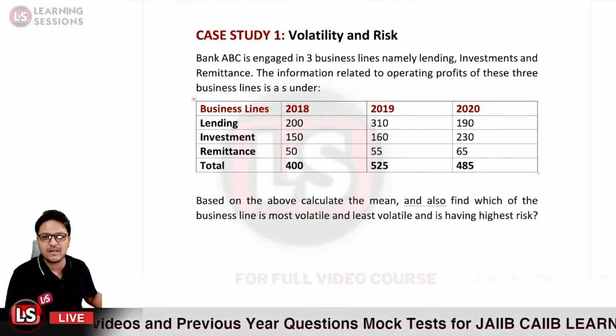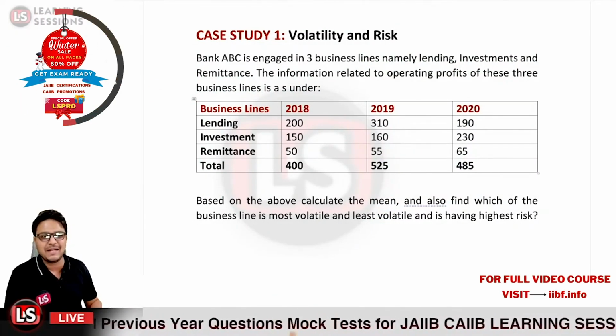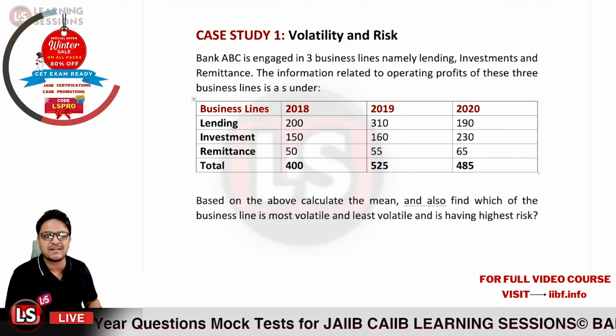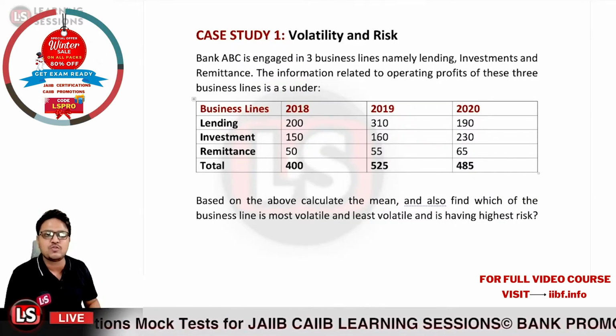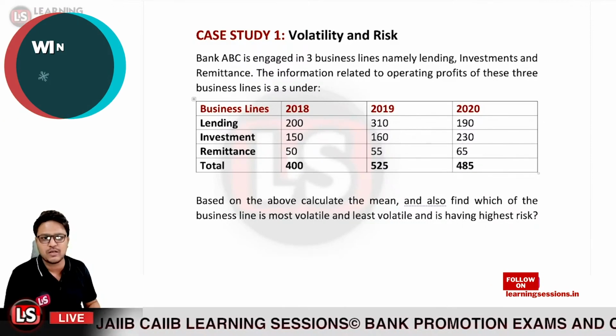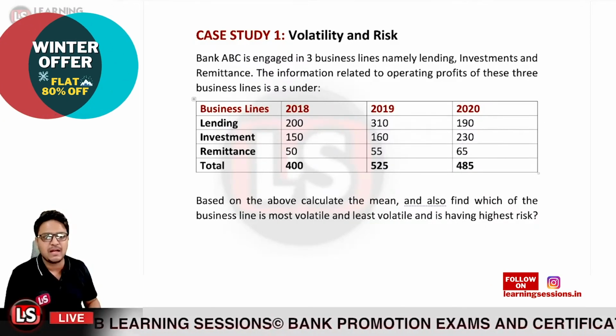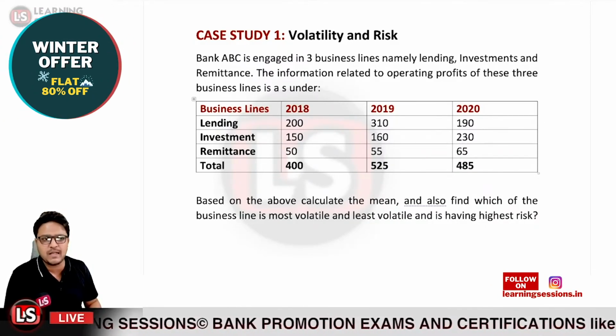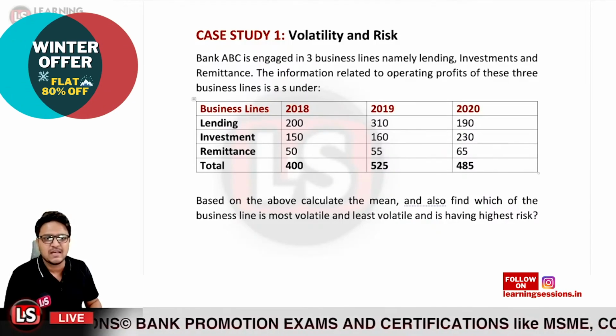The case study 1 over here is listed, which says it is related to volatility and risk. It says Bank ABC is engaged in 3 business lines, namely lending, investments and remittances. So there are 3 business lines for Bank ABC, and further the information related to the operating profits for these 3 business lines is given as under.